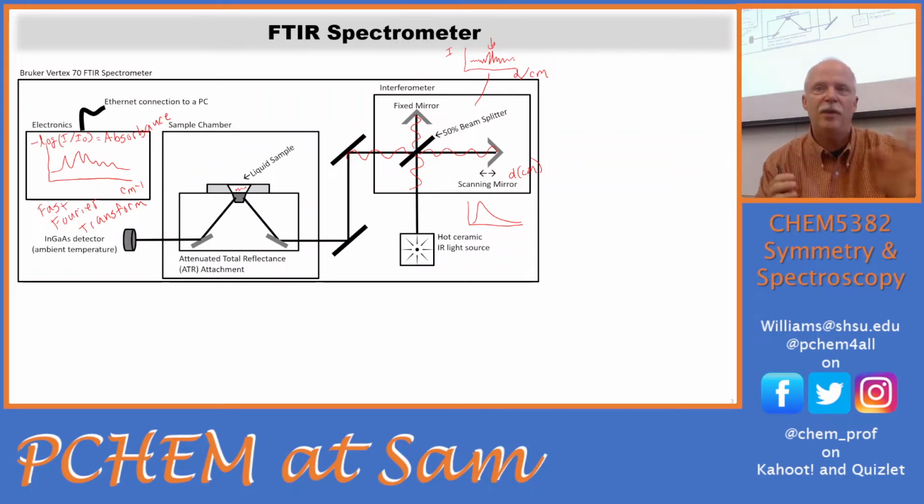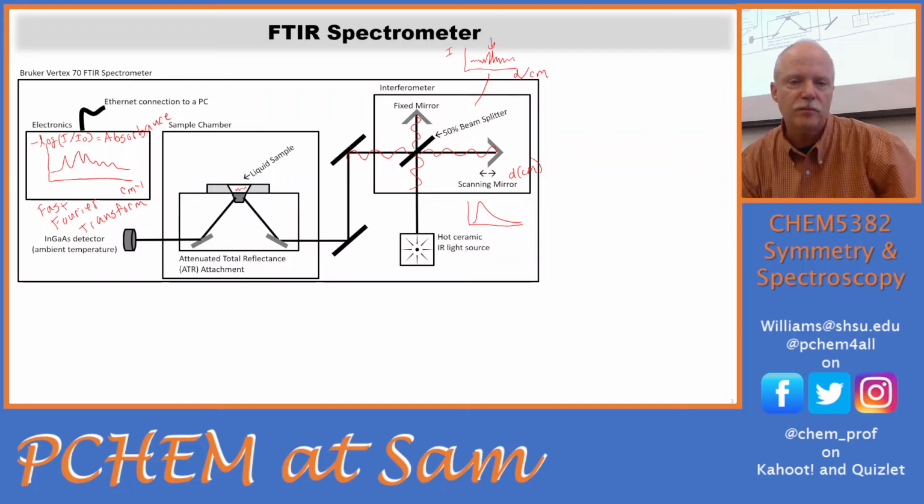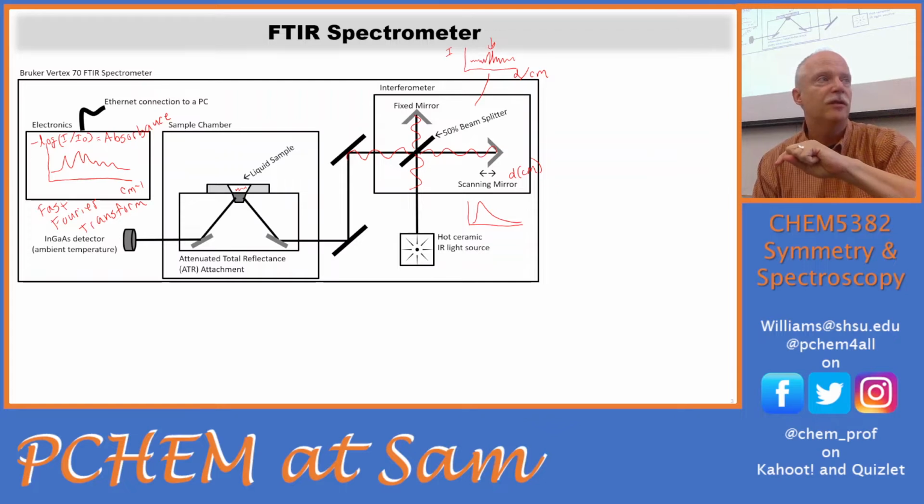Yeah. And you're sending that pattern through your sample. Now your sample, if there's no sample, then you just get the spectrum of your source. But you put a sample in there, and your sample takes out certain frequencies. And then the Fourier transform is able to turn this distance-related interferogram into an inverse distance or wave number-related spectrum.